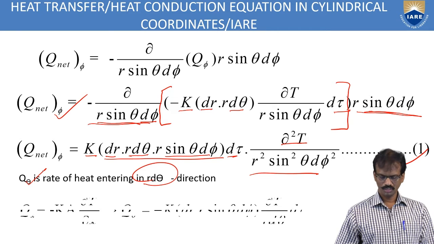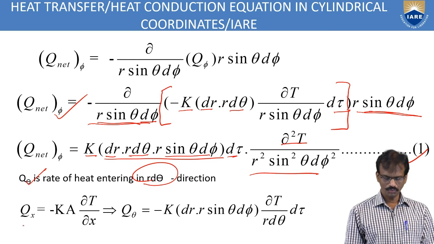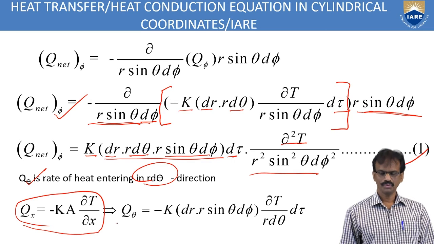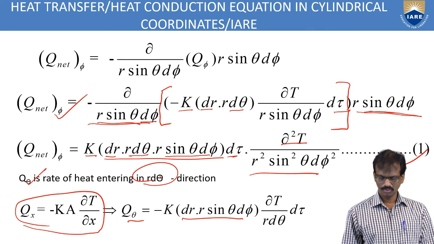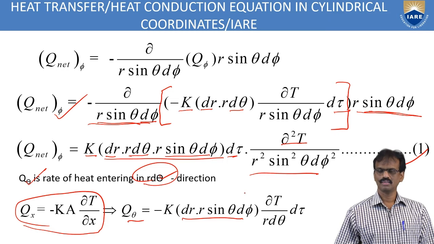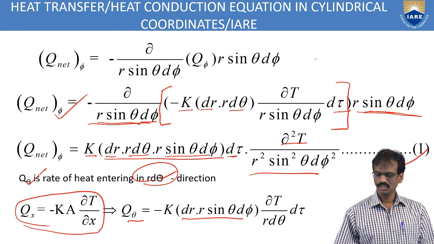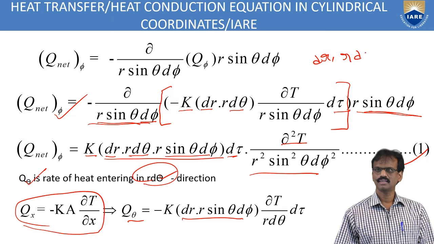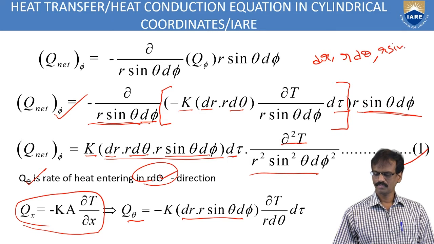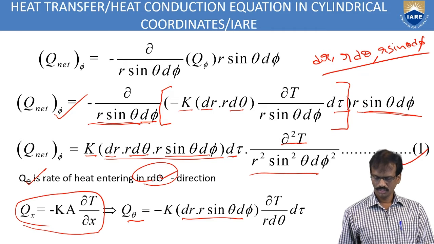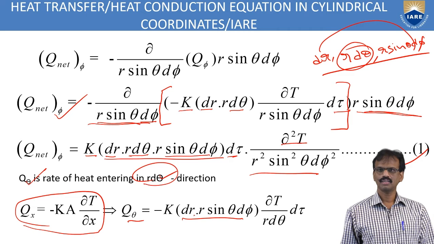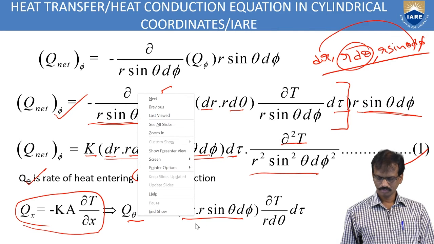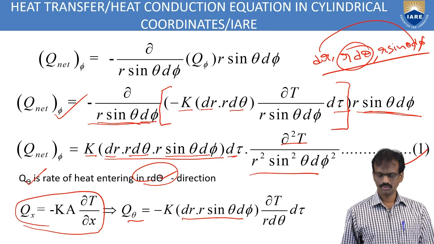Okay, so q theta is equal to, just like qx, minus kA. So what is the area? Except this surface, we can take the remaining parameters. What are the parameters? dr is one parameter, r d theta, r sin theta d phi. We are taking with respect to r d theta, so no need to consider this one. You have to take both: dr into r d theta and r sin theta d phi. That is the area.